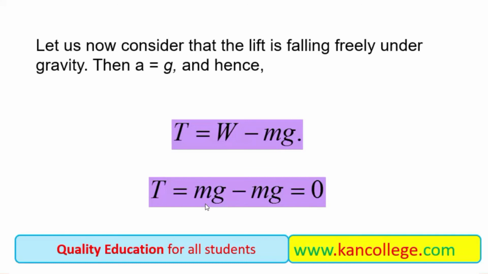and initial weight is equal to mg, so mg minus mg is equal to 0. So the freely falling body will show an apparent weight of value 0. There will be no apparent weight of the free falling body, or no tension in the string, or the apparent weight of the spring balance will be equal to 0.